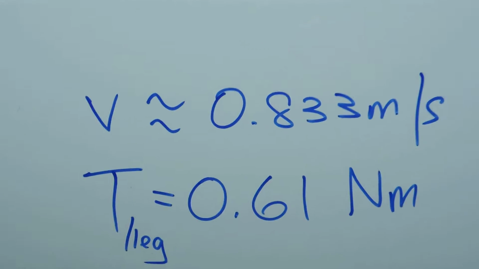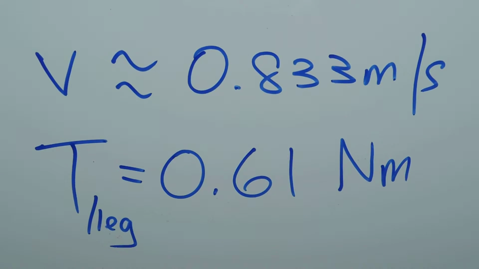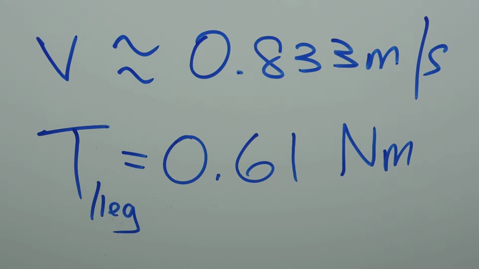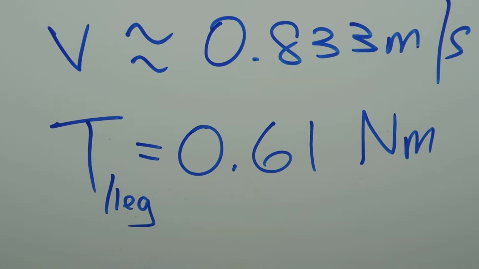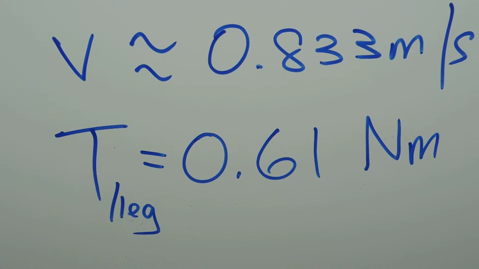Okay, now we have defined our velocity to be 3 km per hour, with a torque per leg of 0.61 Newton meter, and the radius of the wheel is 0.038 meter.